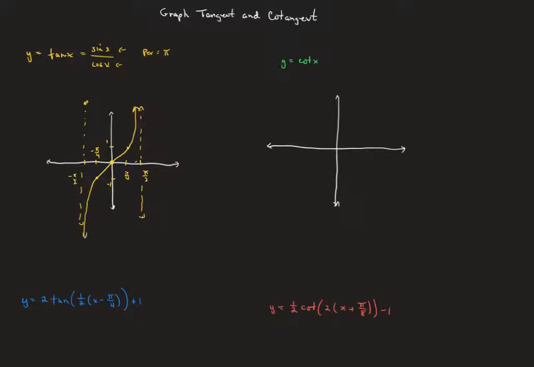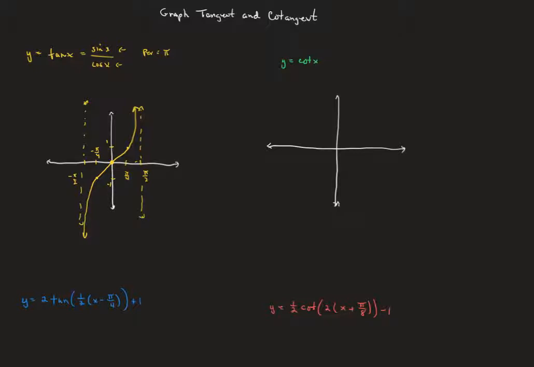So again, the words I'm going to use for a tangent: it's going to start in the middle, and I'm going to go 2 critical points to the right for an asymptote and 2 critical points to the left for an asymptote, and it'll rise from left to right.